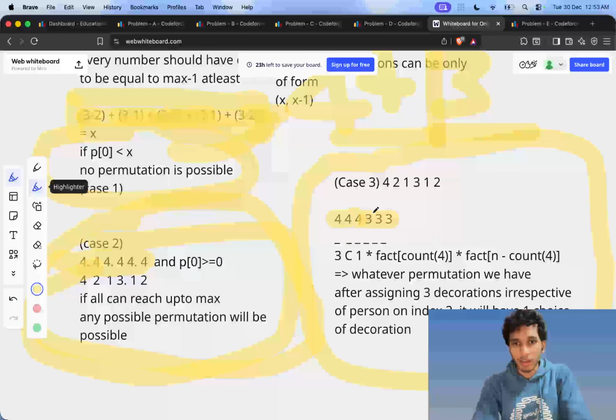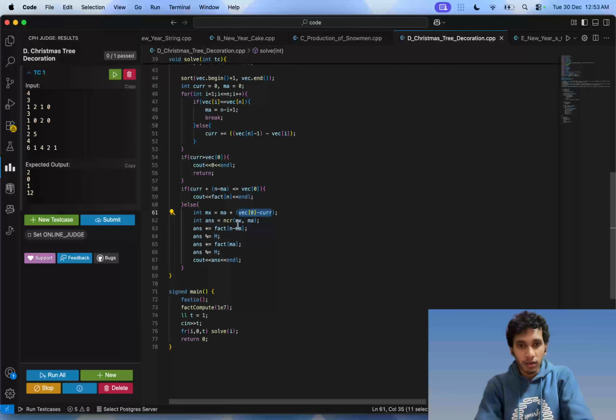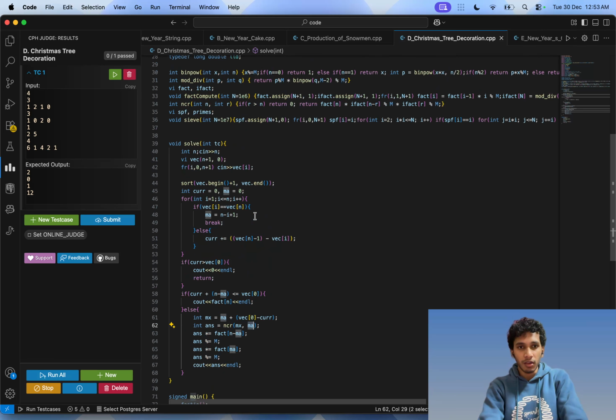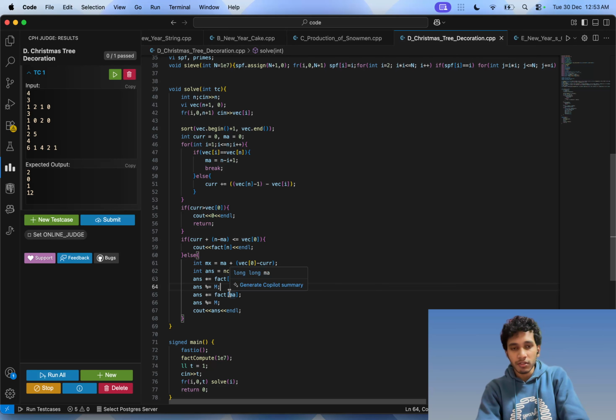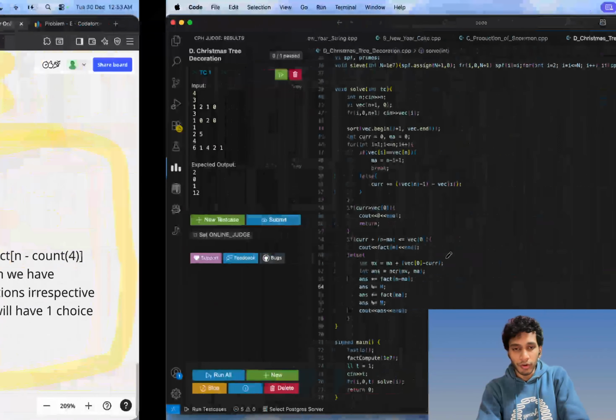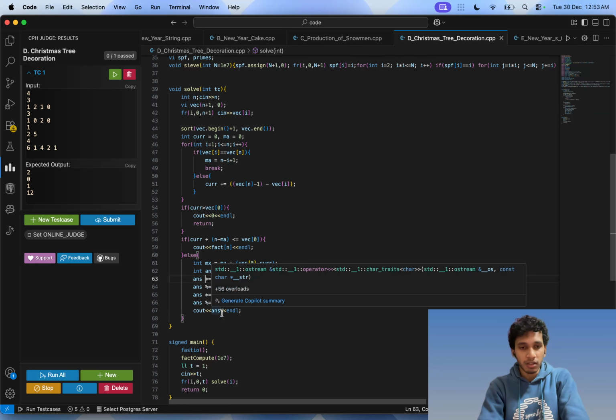Now, what was our answer? NCR. Where what was n? n was the number of 4s and r was the number of 4s already present in our array. So how many 4s are already present? ma 4s are already present, which we calculated here. And mx is what we calculated here. Now, two factorials. First was the count of 4, which is equal to factorial of ma, and n minus the count of 4, which was n minus ma. That is it. And take modulos and just print the final answer.